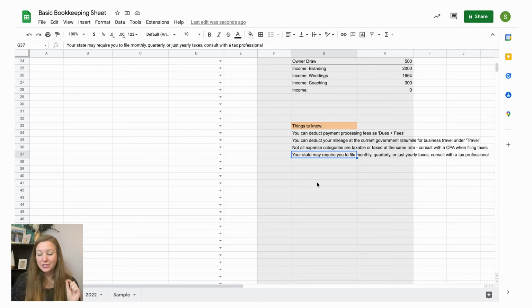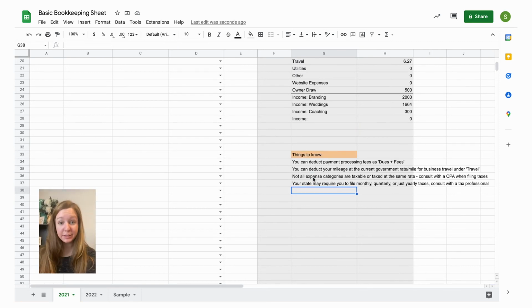Another thing to know is your state may require you to file monthly, quarterly, or just yearly taxes. You need to consult with a tax professional. Sometimes whether they want you filing monthly, quarterly, or yearly can depend on how much money you're making. So be sure to ask a tax professional that question, because every state is different.